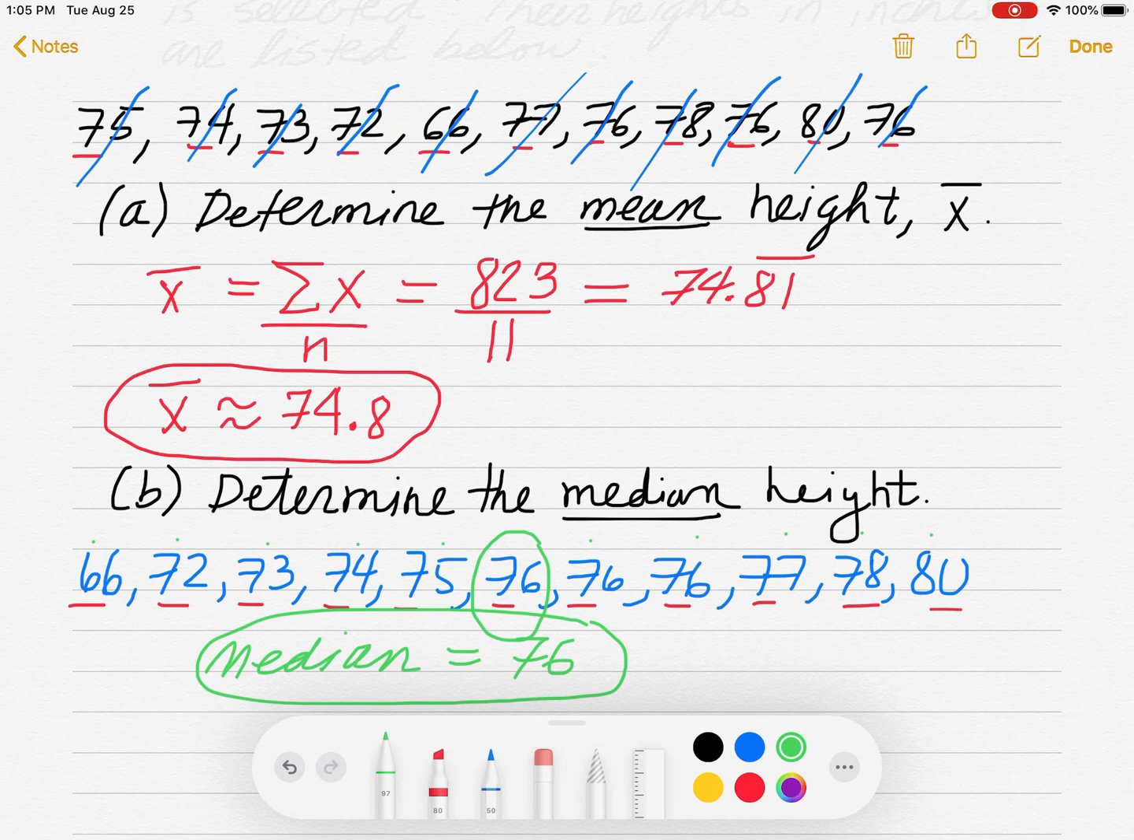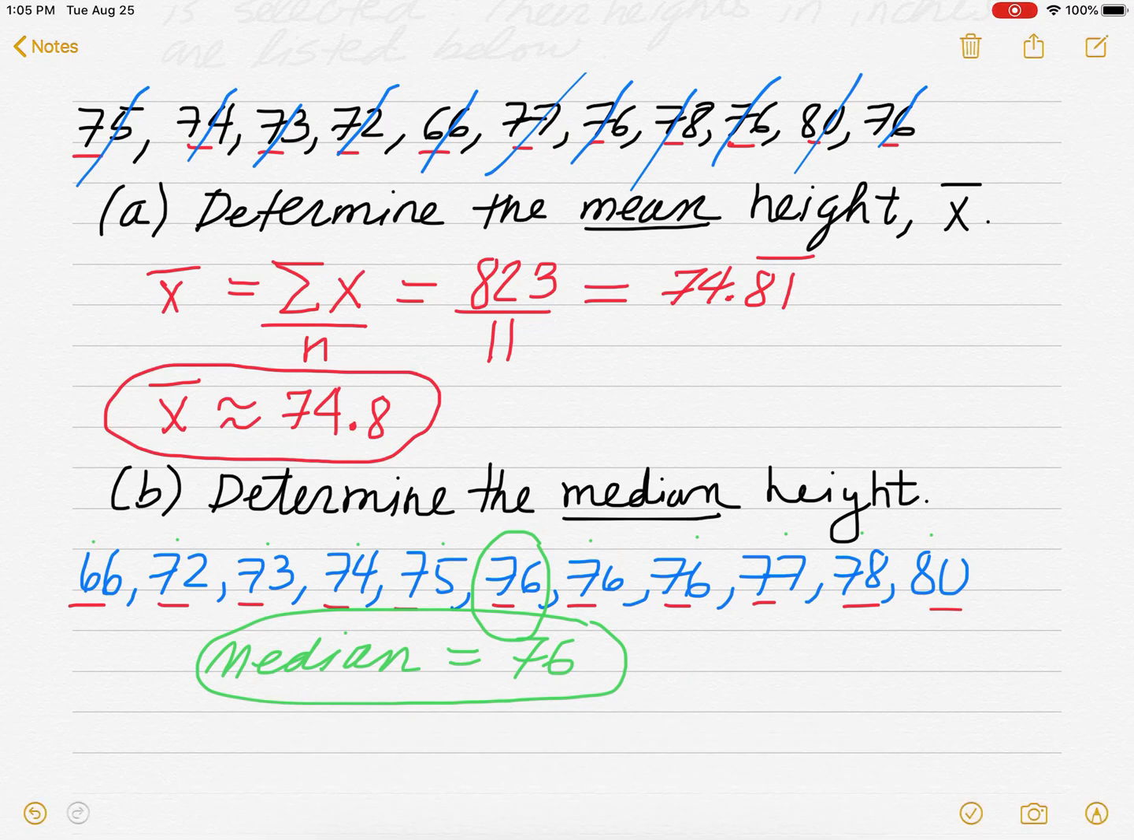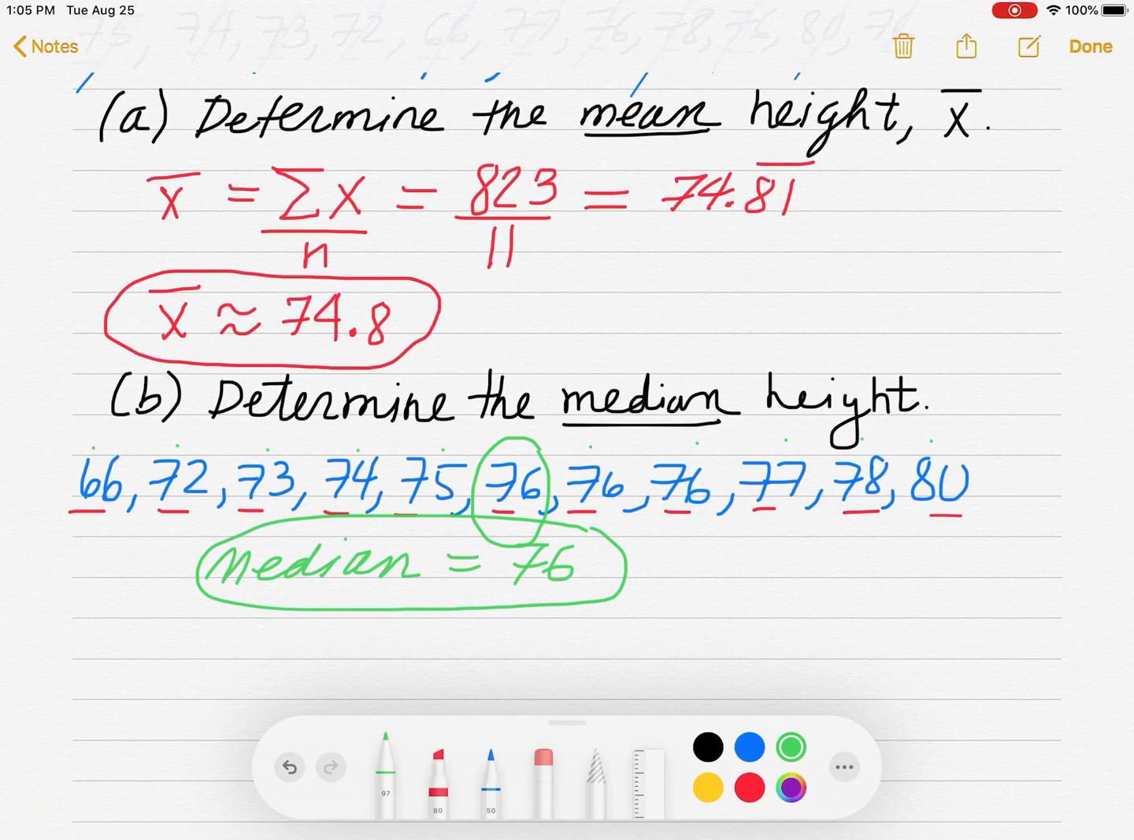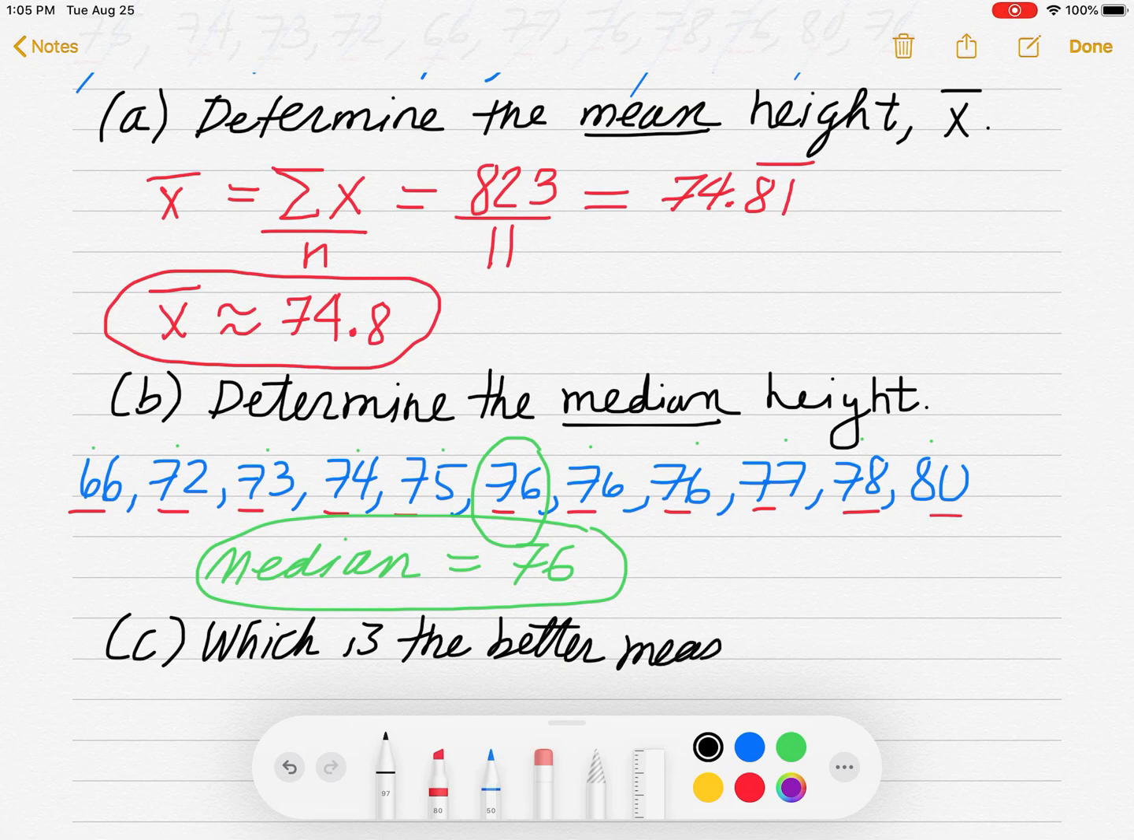Notice here that the mean is approximately 74.8, and the median is 76. Notice they're not the same. The mean and the median are not always the same. It depends on how your data is distributed. The question we want to ask is, in this case, is the mean or the median a better measure of center? Which is the better measure of center here? And then explain your answer.